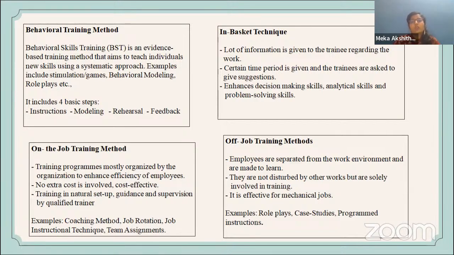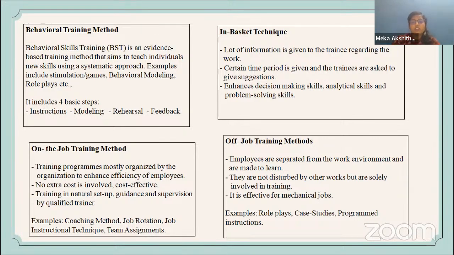Because of this, it enhances the decision making skills and analytical skills of the employee, because he is analyzing all the material, right? After analyzing all the materials given, he would be able to think of ideas on how to solve this problem. Problem solving skills will be enhanced, analytical skills will be enhanced. That is about the in-basket technique.